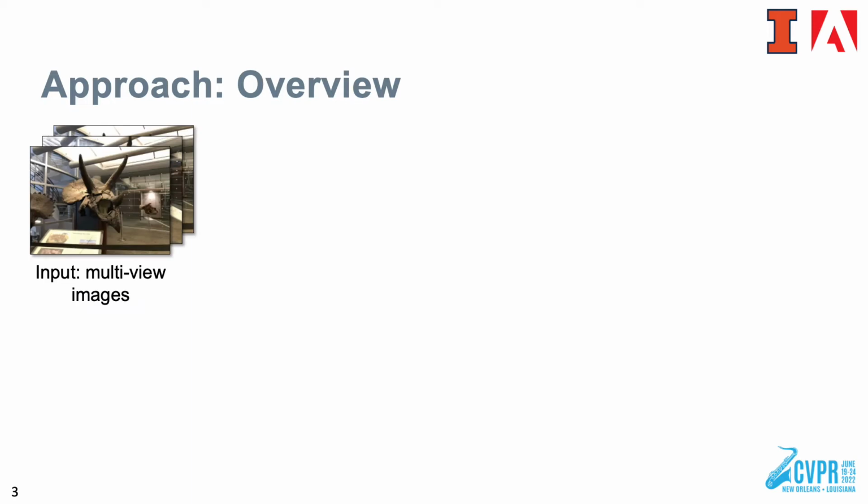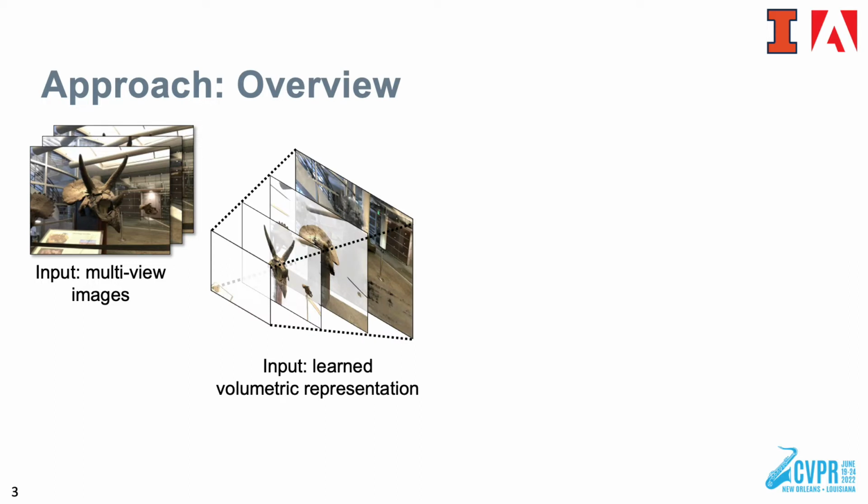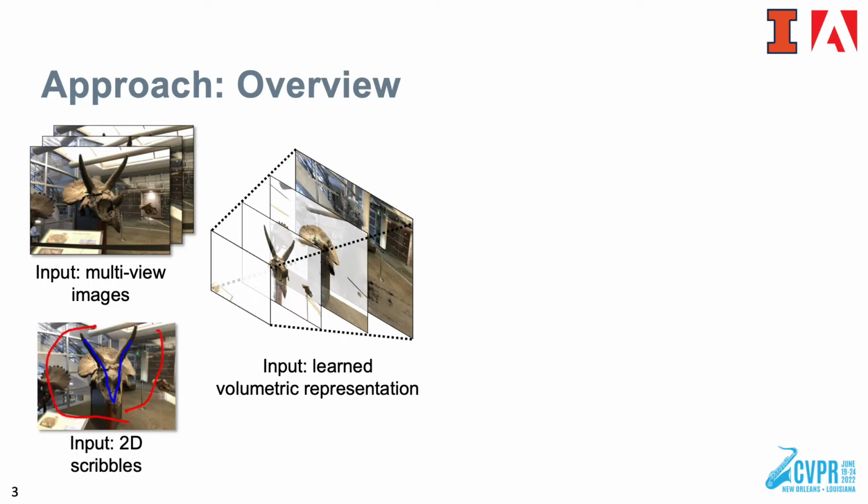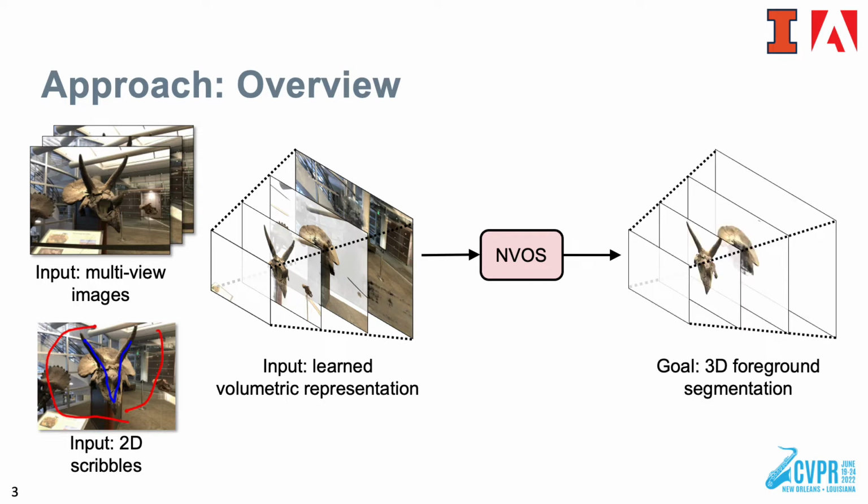Specifically, our method, which we refer to as NVOS, takes as input multi-view images of the observed scene, the learned neural volumetric representation, and a set of 2D scribbles in one view. It then estimates a 3D segmentation of the desired objects, which can be rendered into novel views.